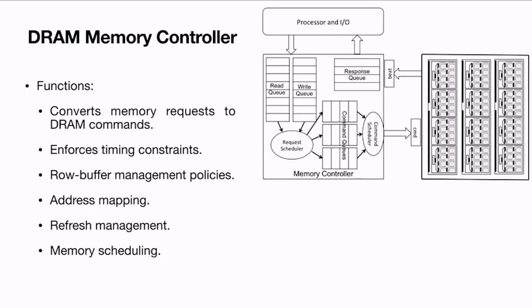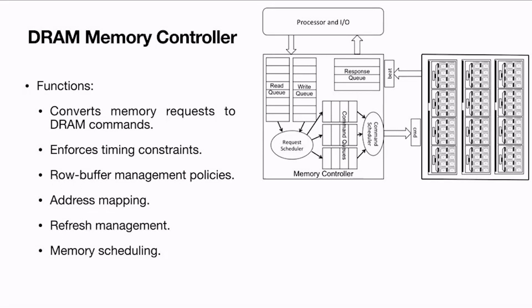The next is address mapping. When I have consecutive blocks, where do I store these consecutive blocks? Are they going to be in a single bank, or in different banks, or in different channels, or whatever? That is what is specified by the address mapping. This is another crucial component which determines the overall effective performance of this memory.